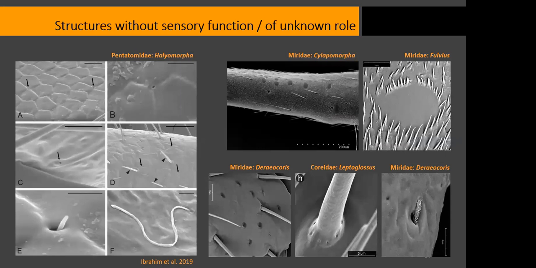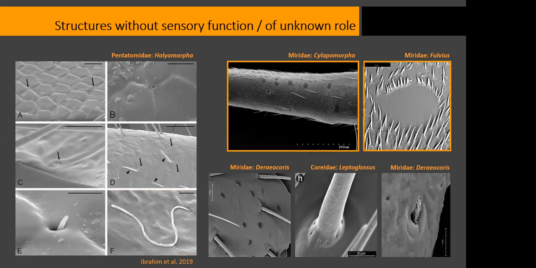Of course, not all structures on the body of true bugs are sensory organs. The hair-like appendages are assigned a covering and protective function. However, the role of many structures is unknown. Examples include thread-like structures described by Ibrahim and colleagues, or the cuticular circular formations we observe on both antennae and the legs of Miridae. There is also a secretory pore system on the antennae, often associated with the base of the olfactory sensilla.